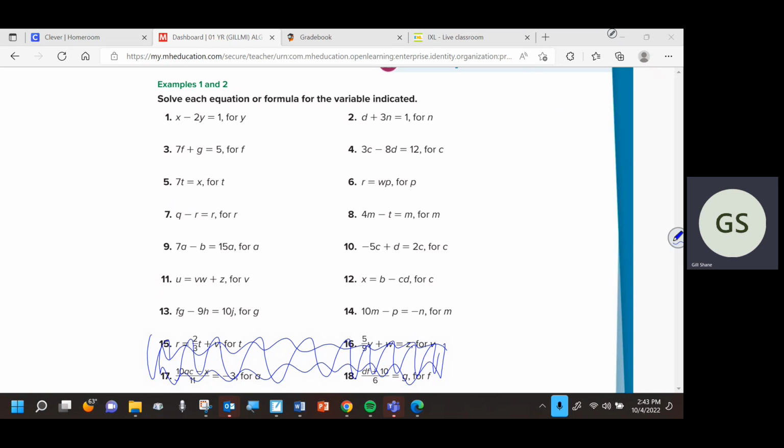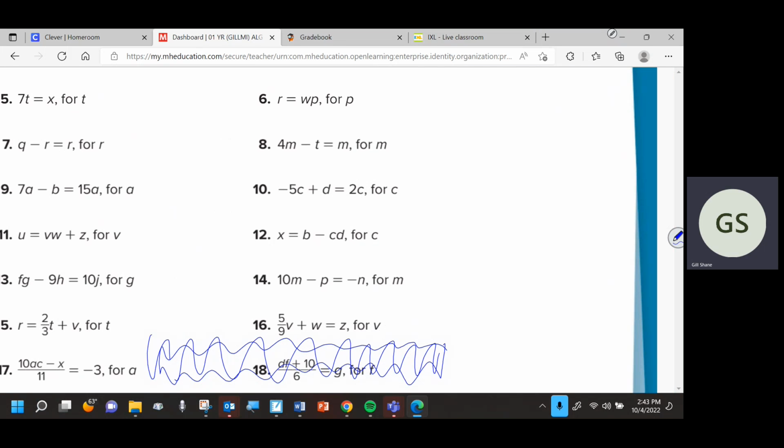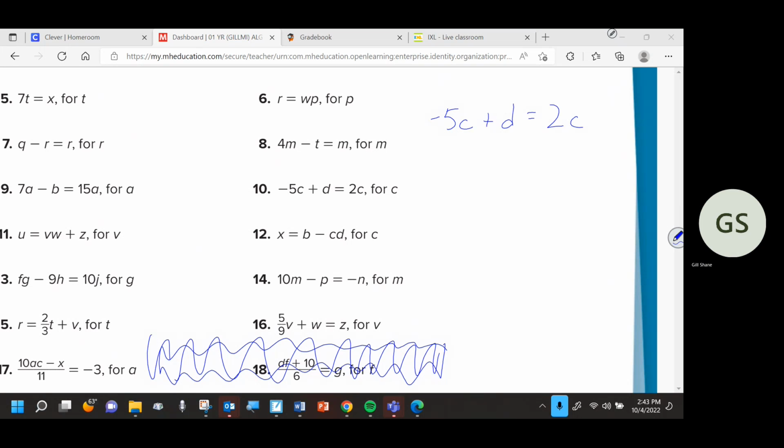Let's look at number 10. Number 10 has the variable c on both sides, and they want us to solve for c. There we go. I'm going to rewrite it. So negative 5c plus d equals 2c. In order to solve for c, I have to have all the variables on one side.